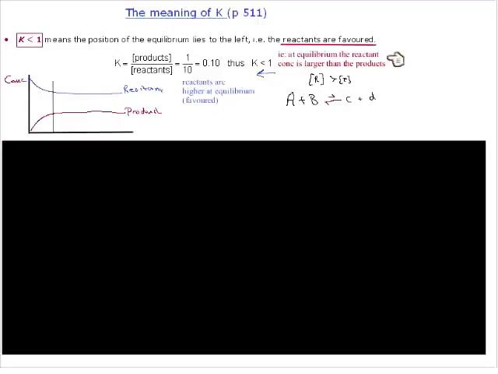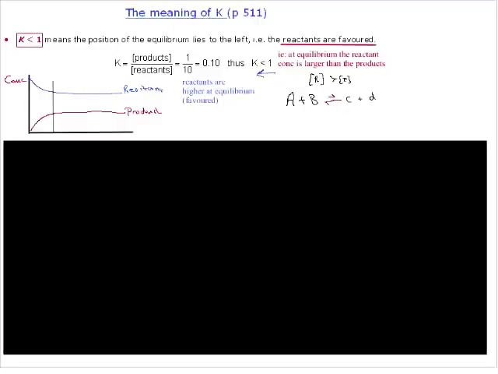So we can say then that the reactants are going to be much larger than the products. If we look at this graphically, A, B, C, D, we can see that the concentration of A and B are much larger. So you can see that the equilibrium, the reverse reaction, is faster because it's pointing that way. And that's what that little less than sign is pointing to. So when K is less than 1, the reactants are favored.